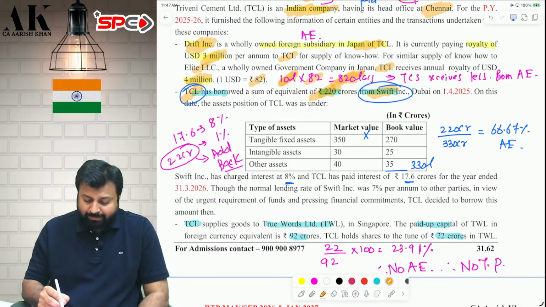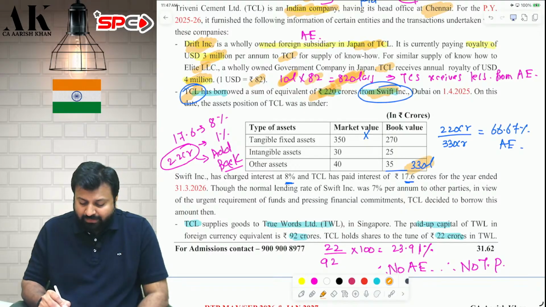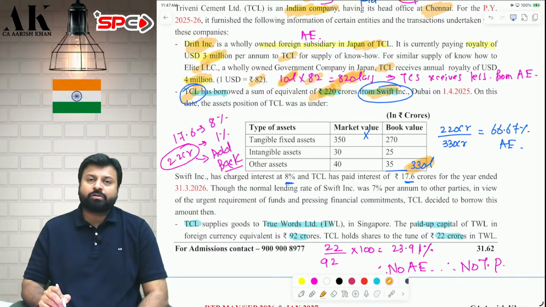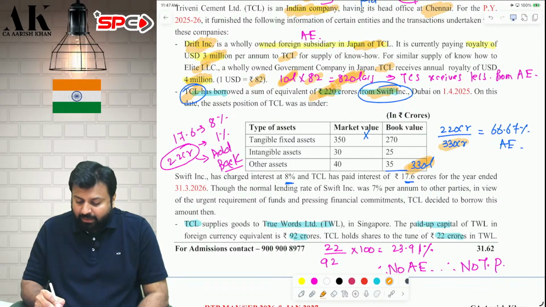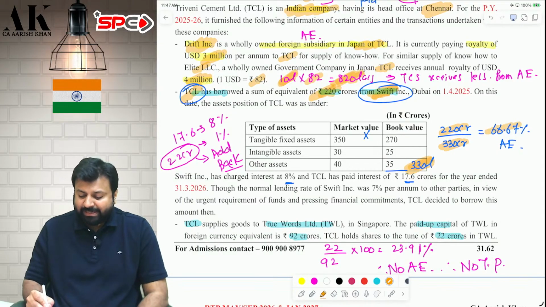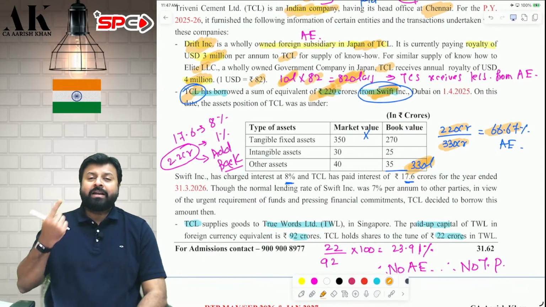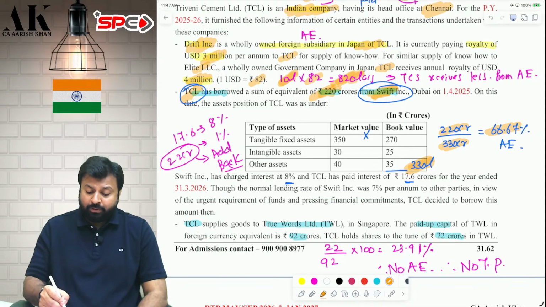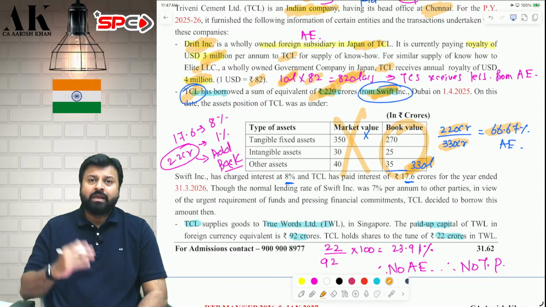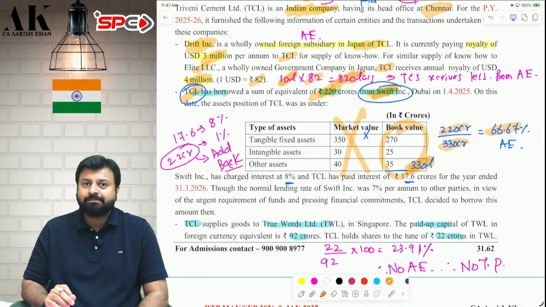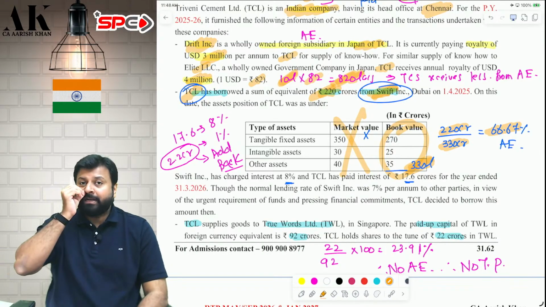220 crore. And the balance sheet of TCL says that the book value of the asset of TCL is 330 crores. So out of 330 crore asset of TCL, 220 crore they have taken as a loan from Swift, which is 67% approximately. Therefore, if one entity finances 51% of the book value of the asset, market value is not relevant for me, then both of them are deemed to be associate enterprise. Therefore, TCL and Swift are deemed to be associate enterprise.